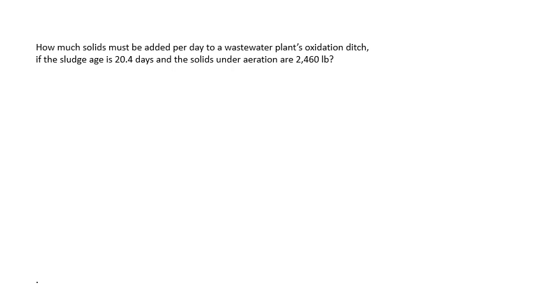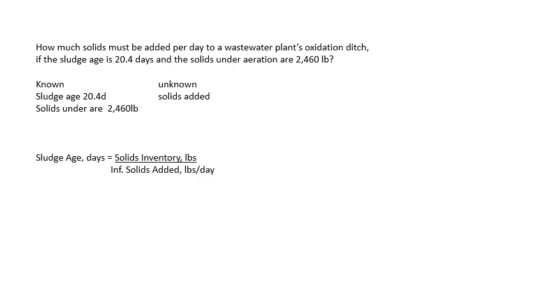How much solids must be added per day to a wastewater plant's oxidation ditch if the sludge age is 20.4 days and the solids under aeration are 2,460 pounds? So as always, I like to pull out my knowns and my unknowns from a question. So what we know is the sludge age is 20.4 days. The solids under aeration are 2,460 pounds, and we don't know what solids must be added.